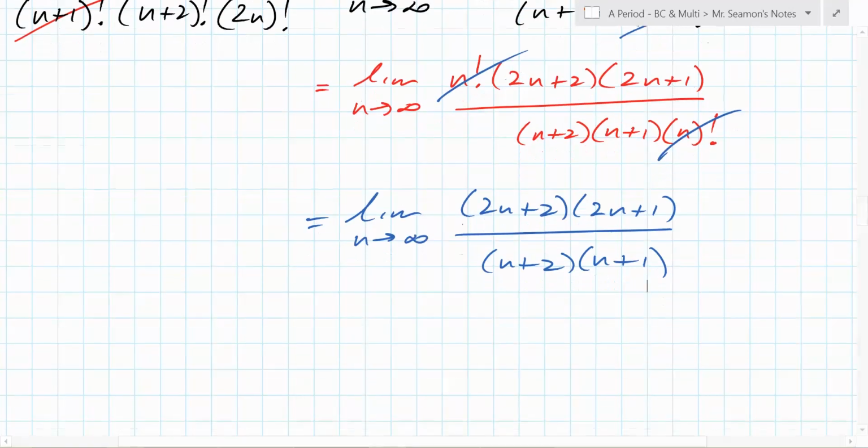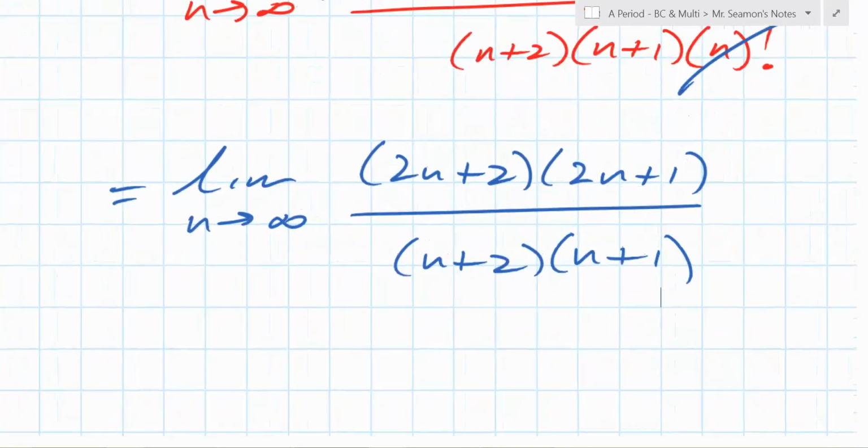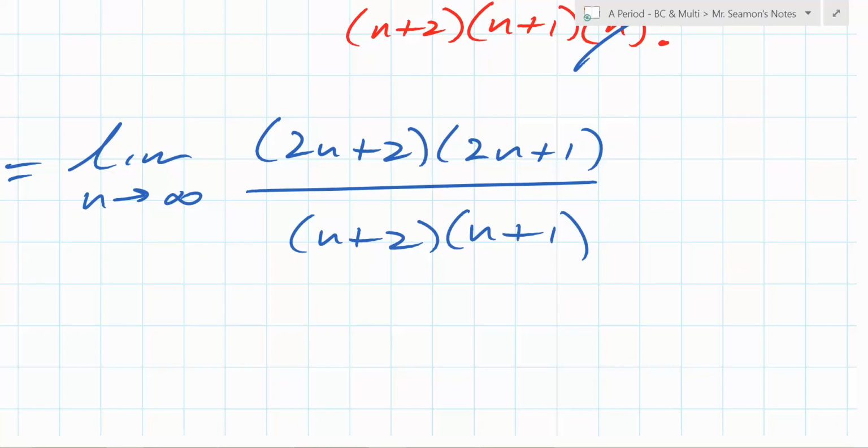Now when we're doing the limit, what's the power of the top? 2. What's the power of the bottom? 2. So we're really only concerned about the leading coefficients. What's the leading coefficient on top? 4. On the bottom? 1. So it's going to be 4. Cool, huh? I think that's kind of cool. I mean, it's kind of deceptive.